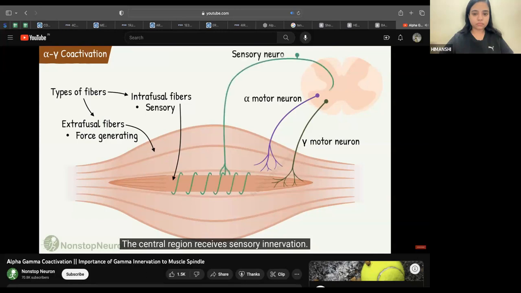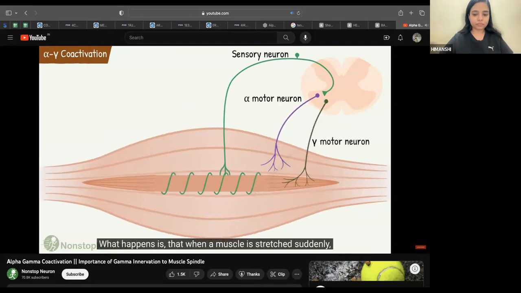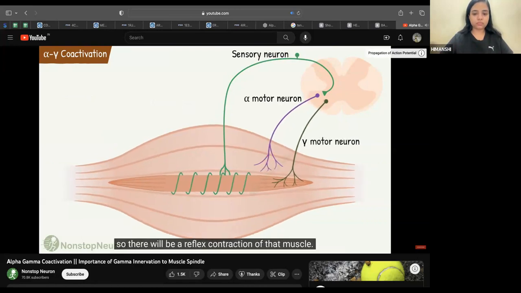The central region receives sensory innervation, and it plays a major role in the stretch reflex. What happens is when a muscle is stretched suddenly, the stretch is sensed by the central region of the intrafusal fibers. Via sensory nerve, this information is sent to the spinal cord. This excites a motor neuron to the same muscle, so there will be reflex contraction of that muscle. Thus, the stretch reflex opposes a sudden change in the muscle length. Okay, that's fine. Sensory and alpha motor neurons were involved in this.